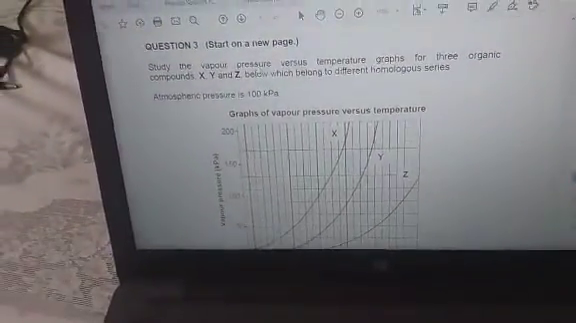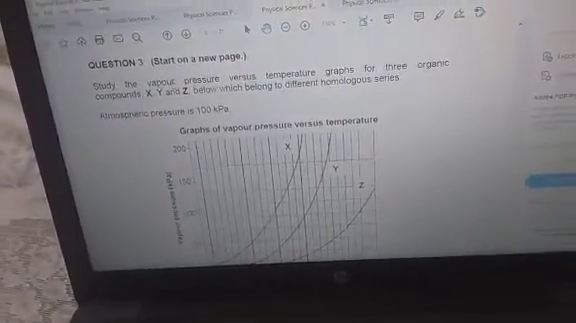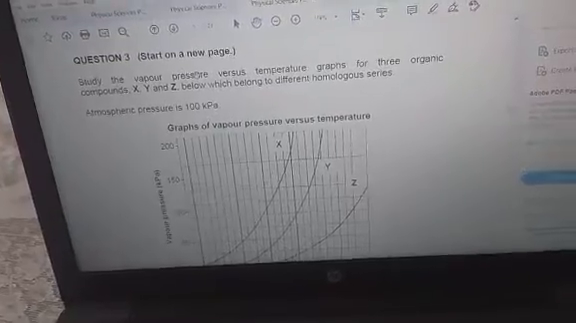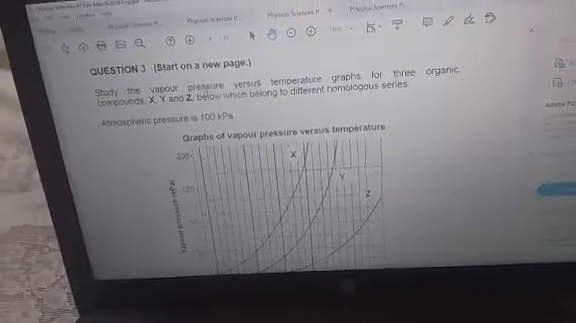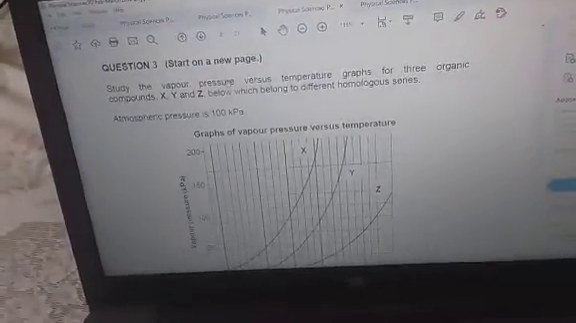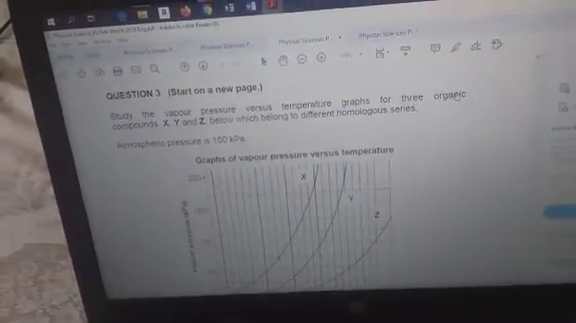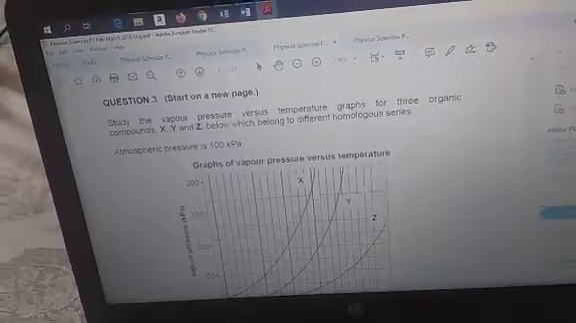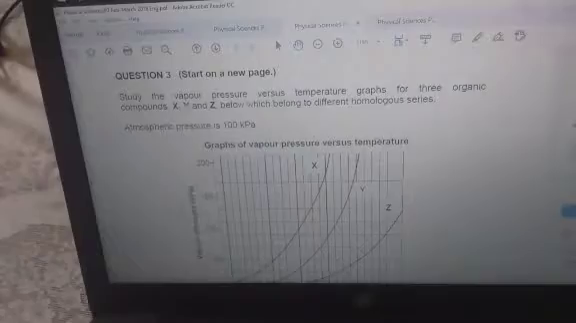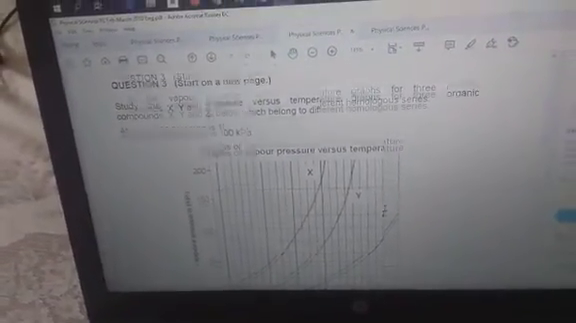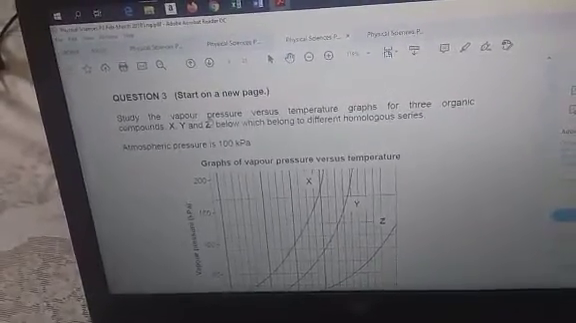Start with the vapor pressure versus temperature. Remember, vapor pressure decreases when the intermolecular forces increase, as we said previously. Vapor pressure versus temperature graphs for 3 organic compounds. Maybe they will say we must identify what those compounds are. Let's see. I like to interpret graphs because they are much more interesting.